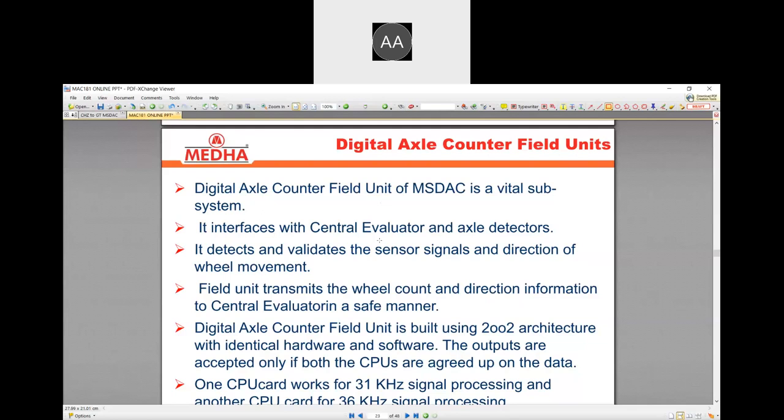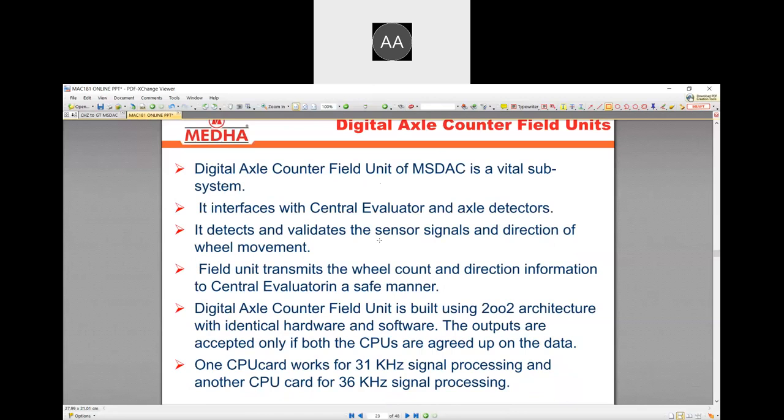So this particular unit will work on the architecture of 2 out of 2 architecture. So here you can make the difference. The central evaluator unit works on 2 out of 3 architecture, and the field unit, that is digital axial counter, works on the architecture of 2 out of 2 architecture with same hardware and same software.